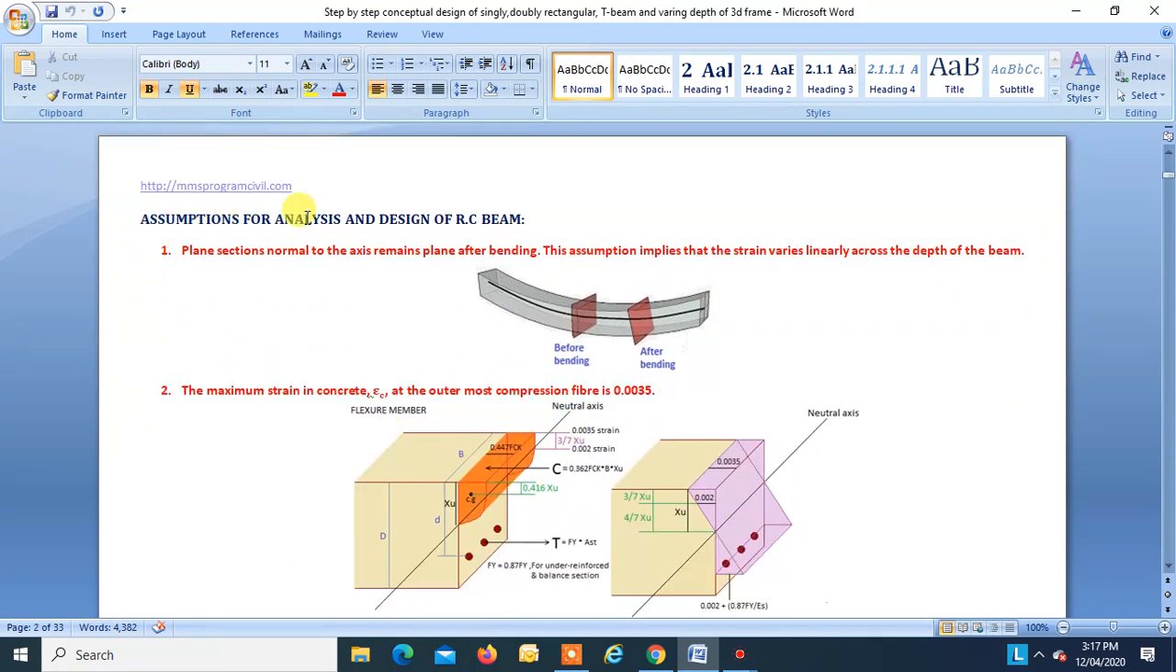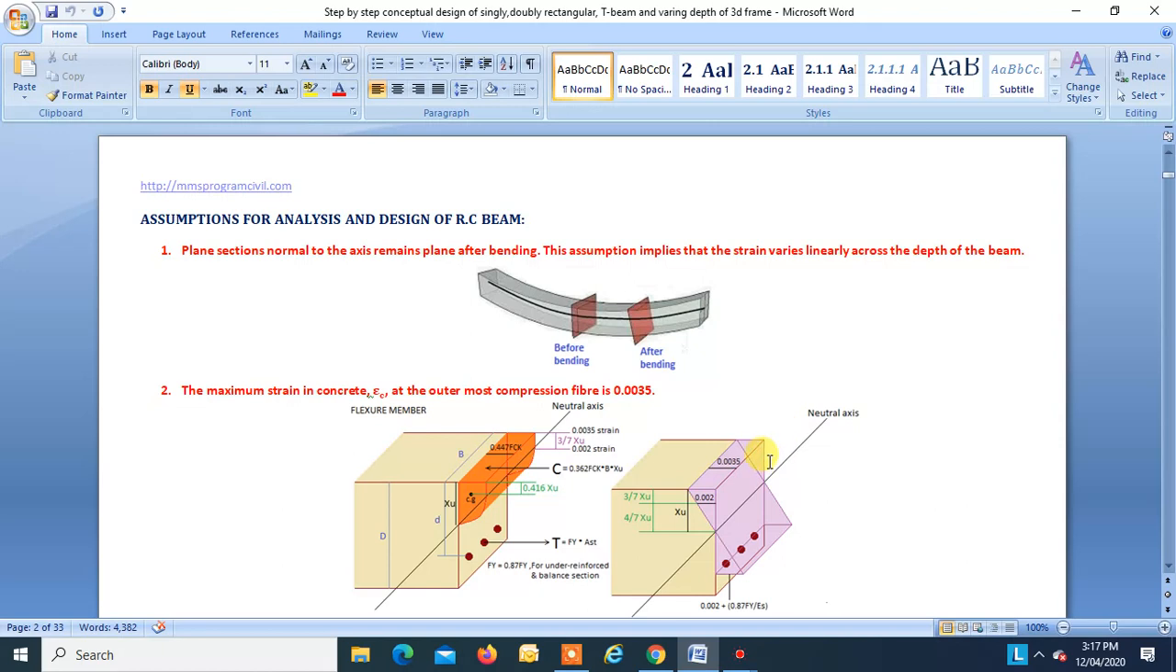Assumptions for analysis and design of RC beam. Plane sections normal to the axis remain plane after bending. So this is before bending, okay. This is a section normal to the bending axis, and that is this over here, okay. After bending, this is the plane section, which is this, okay. So this is how we get the strain diagram, right?